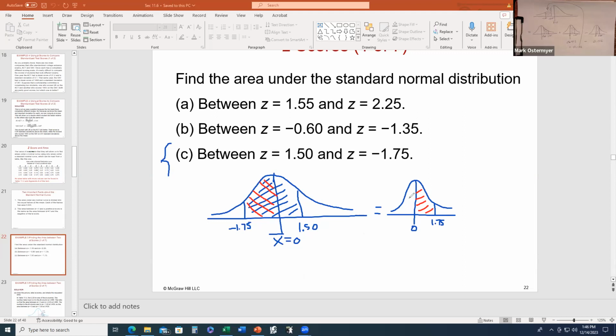And then once you find that area, you're going to add it to the area from 0 up to 1.5. There you go. So when you take this area and add it to this area, you have the area of what they were originally having us find, between negative 1.75 and 1.50. Go ahead, use the table and compute that area. Classwork 1.